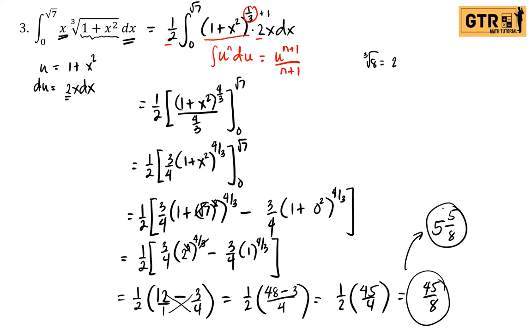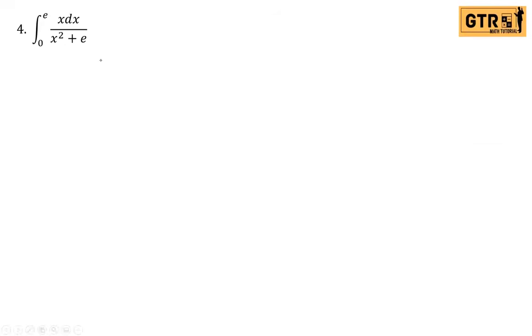So another answer. Okay, so next, number 4. Number 4, we have the integral of x dx over x squared plus e from 0 to e.